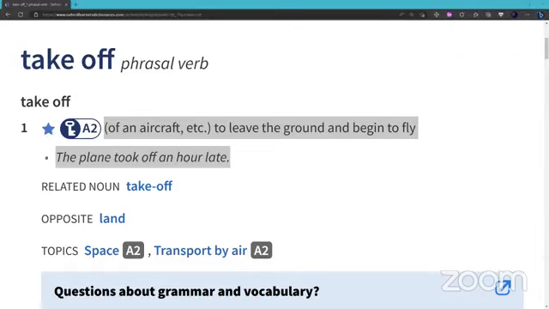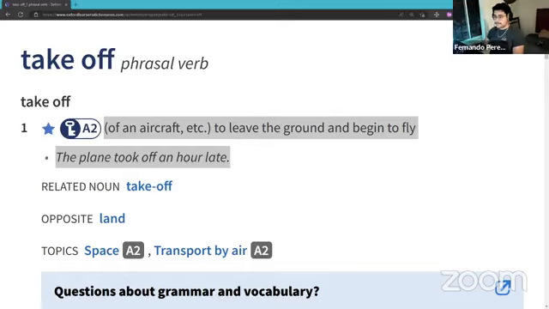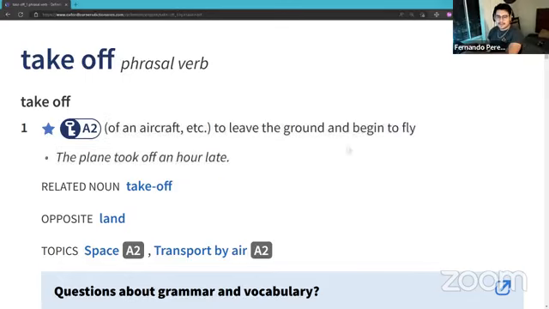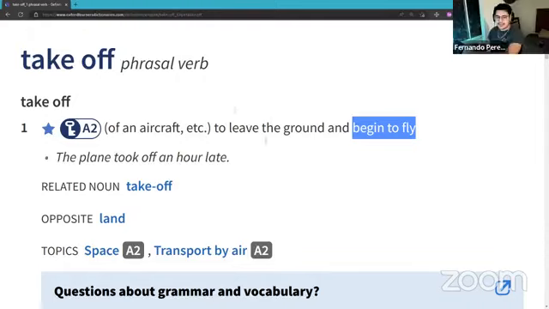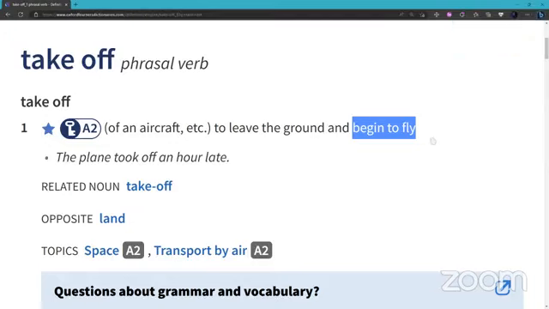To leave the ground? To leave the ground. And begin to fly. You think? Why not this one? Okay. I think this one is better because to leave the ground is like maybe jump, or something like that. Exactly. What if you jump?